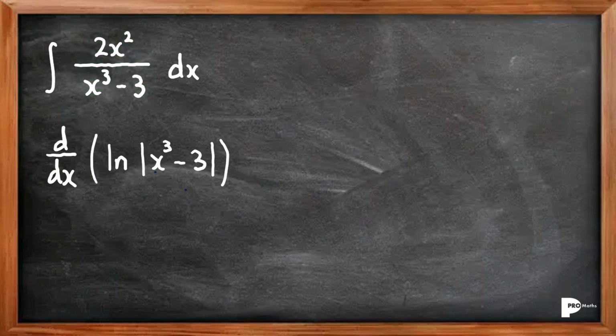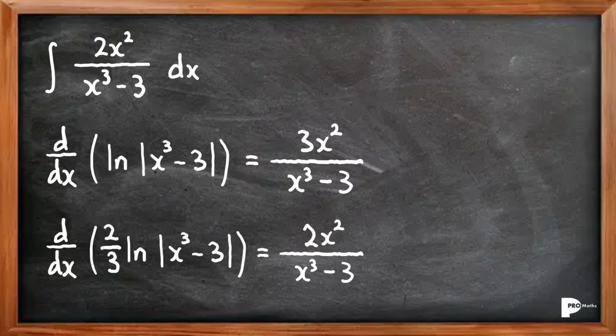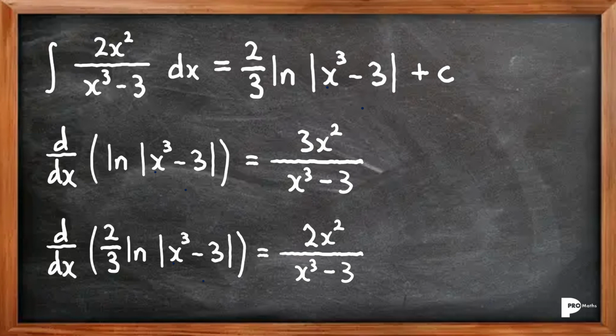You would differentiate ln of x cubed take 3, giving you 3x squared on x cubed take 3. Now to get the 2, you just multiply both expressions by 2/3. The integral of 2x squared on x cubed take 3 with respect to x is 2/3 times ln of x cubed take 3 plus c.